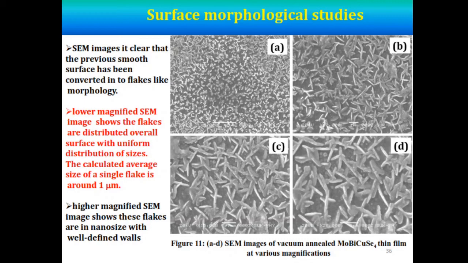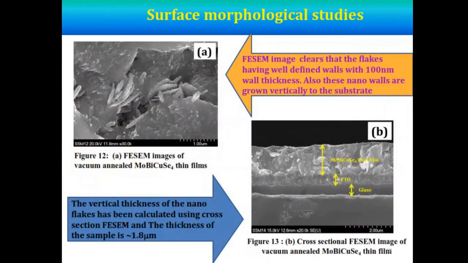Now, lower magnified SEM image shows the flakes are distributed over the whole surface with uniform distribution of sizes. The calculated average size of a single flake is around 1 micrometer. Higher magnified SEM images show these flakes are in nano size with well-defined walls. This is the surface morphological studies.